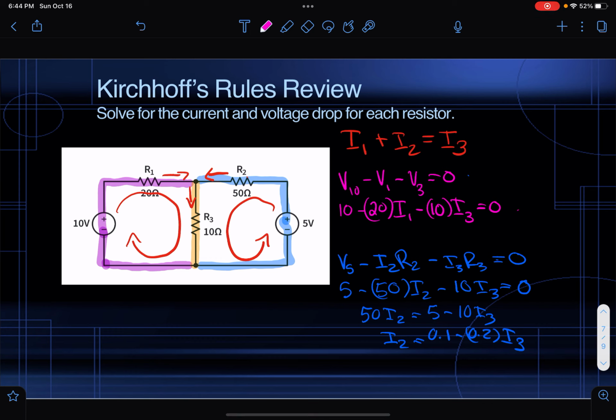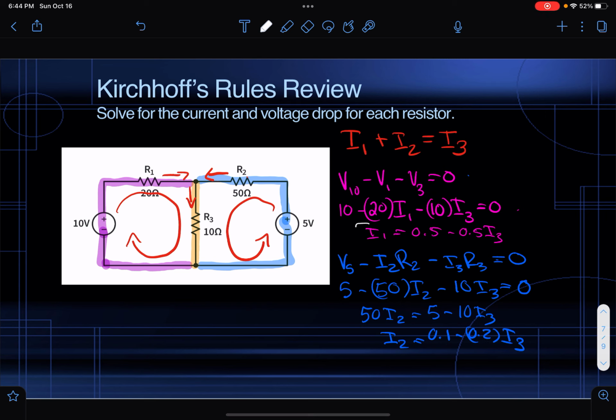So this pink one here, I didn't leave myself that much room, so I'm going to talk you through it. I'm going to isolate I1 in this case. My I1 is going to equal 10 minus 10I3. And then I'm going to divide both sides by 20. So I'm going to end up with I1 is equal to 0.5 minus 0.5 I3.